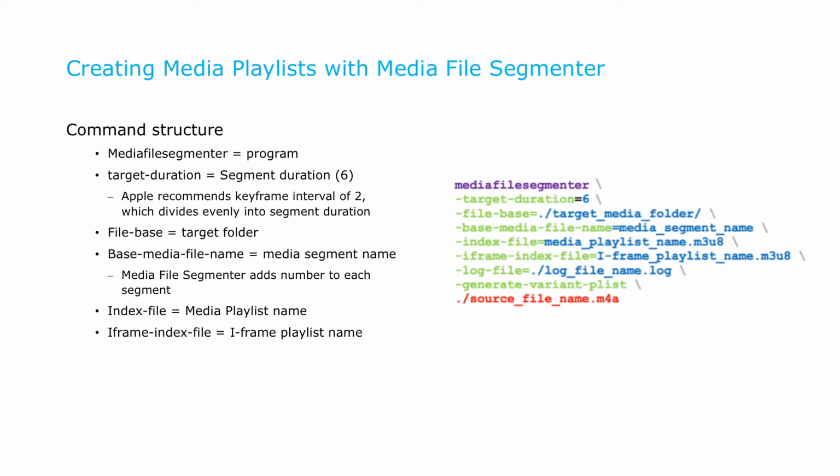iframe index file is the name for the iframe playlist. Log file is the name and location for the log file. Generate variant plist tells Media File Segmenter to create the plist file. Last is the name and location of the source file.